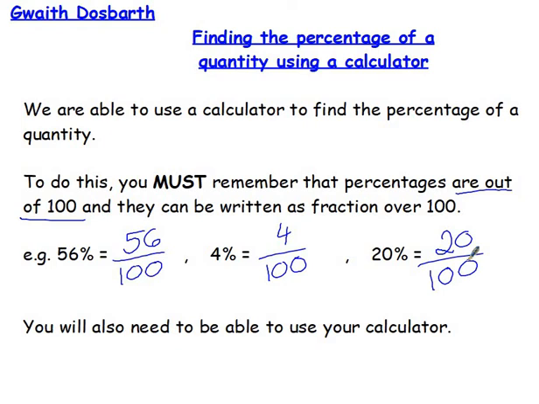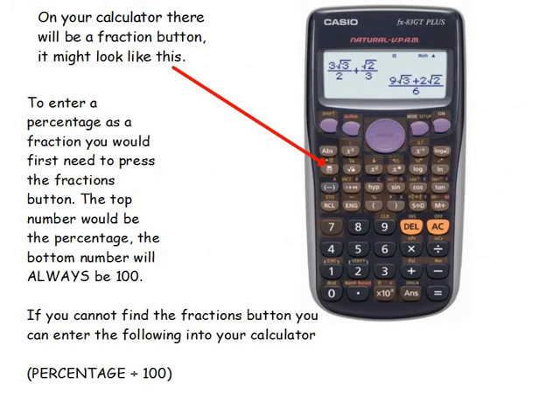You will also need to be able to use your calculator when entering these fractions. So you will need to know how to use the fractions button. On your calculator there will be a fraction button, and depending on your make of calculator, it could look something like this. To enter a percentage as a fraction, you would first need to press the fractions button. The top number or numerator would be the percentage. So if you had 15%, the top number would be 15, and the bottom number will always be 100.